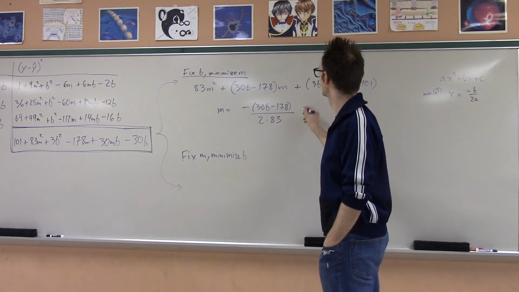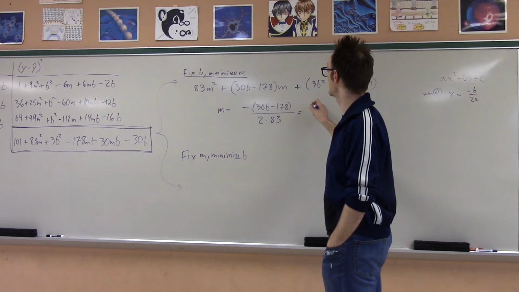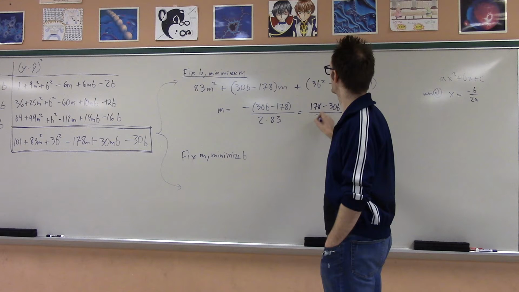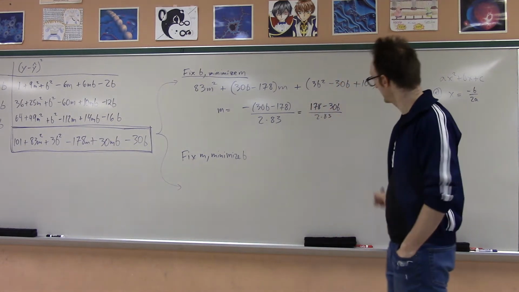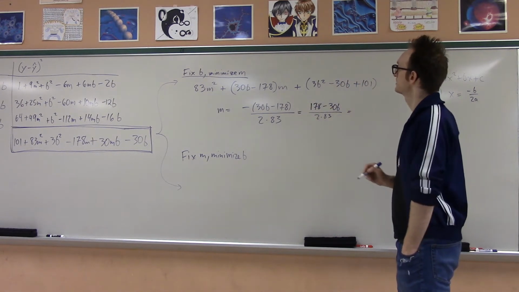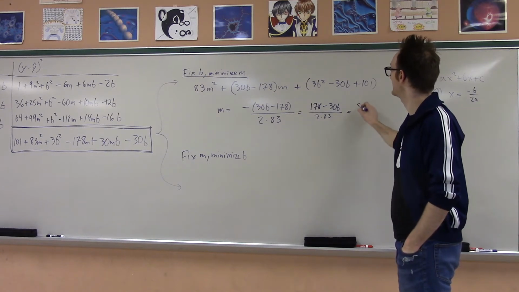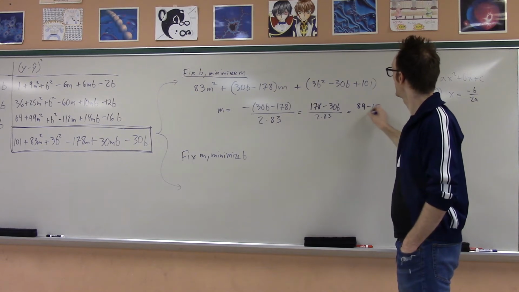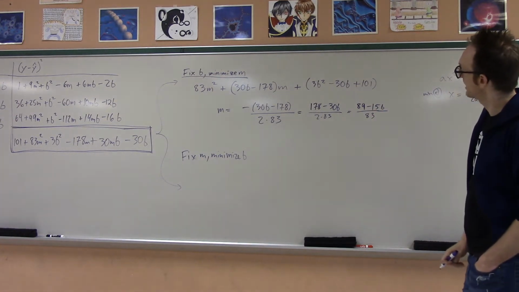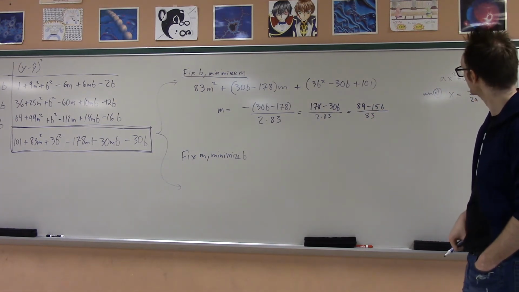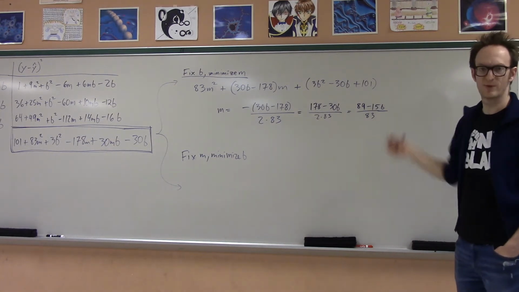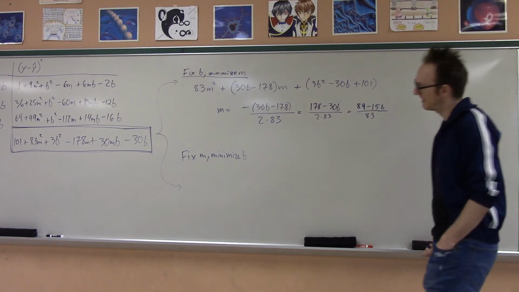Alright, so simplifying this a little bit, we get 178 minus 30b over 2 times 83. And I can take a 2 out of the top and the bottom. So in fact I get, I guess that's 89 minus 15b over 83. Let me just double check that real quick. Yeah. Which is sort of itself kind of big ugly numbers, but I leave them for the moment.